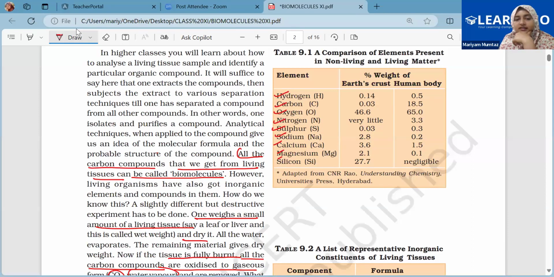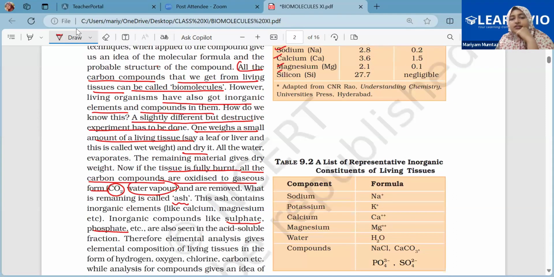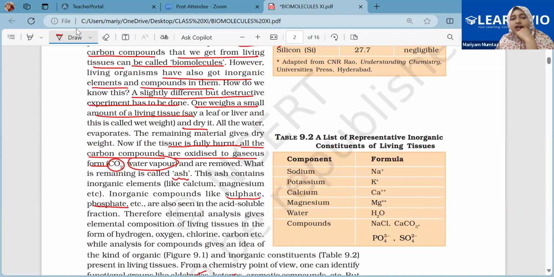However, living organisms have also got inorganic elements and compounds in them. How do we know this? A slightly different but destructive experiment has to be done. One weighs a small amount of living tissue, say a leaf or liver, and this is called the wet weight. And then we dry it. All the water evaporates, then we'll measure the dry weight. Now, if this tissue is fully burnt, all the carbon compounds are oxidized to gaseous form, that is CO2, water vapor, and are removed. Now, what is remaining is the ash.